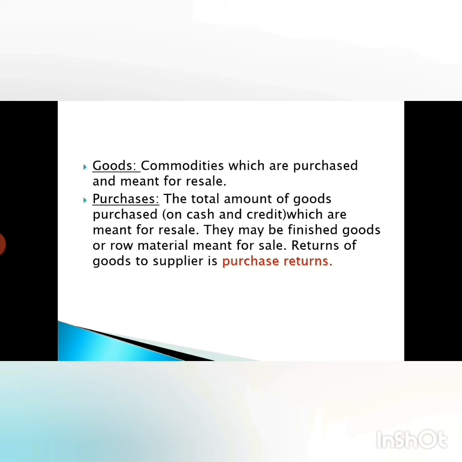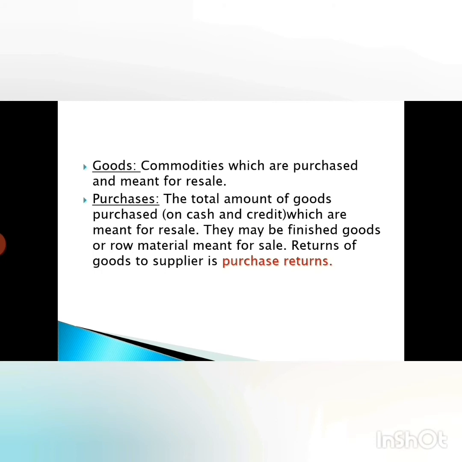Purchases, the total amount of goods purchased on credit and cash which are meant for resale. They may be finished goods or raw materials meant for sale. Returns of goods to the supplier is known as purchase returns. The total amount of goods which are purchased can again be of two types. Either they can do cash purchase or they can do credit purchase, but it should be meant for resale.